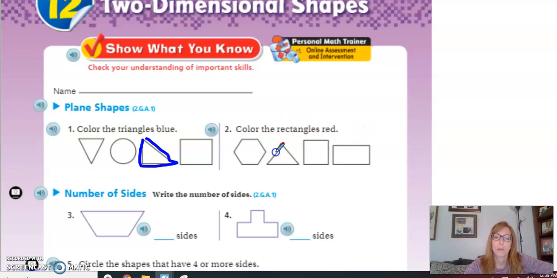So hopefully you did. Oops, I'm doing the wrong thing. Let's find my eraser. So color the rectangles red. Where are my colors? We know a square can be a rectangle, but a rectangle cannot be a square. So you should have colored your 2 rectangles.